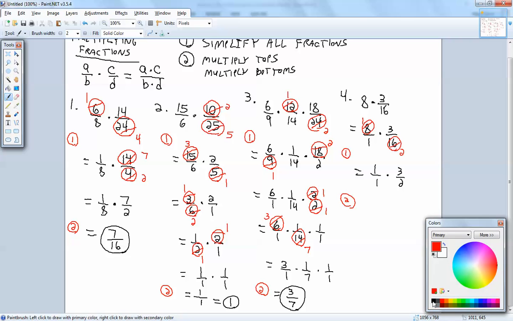So now we're going to go to step 2. Multiply top parts together. 1 times 3 is 3. 1 times 2 is 2. So our answer is 3 halves.